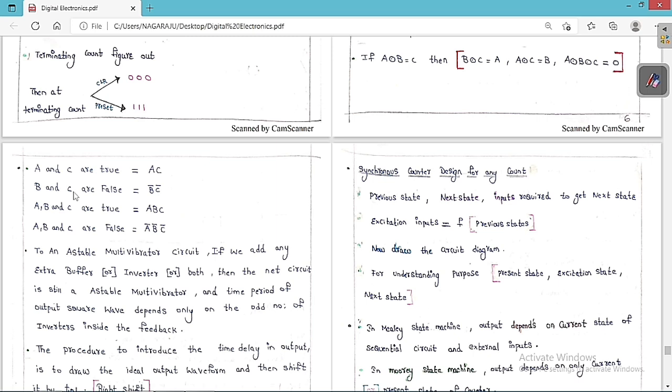If A and C are true, means A, C. If B and C are false, means B bar, C bar. If A, B, C are true, means A, B, C. If A, B, C are false, means A bar, B bar, C bar. So these things you always have to keep in your mind for your lifetime.